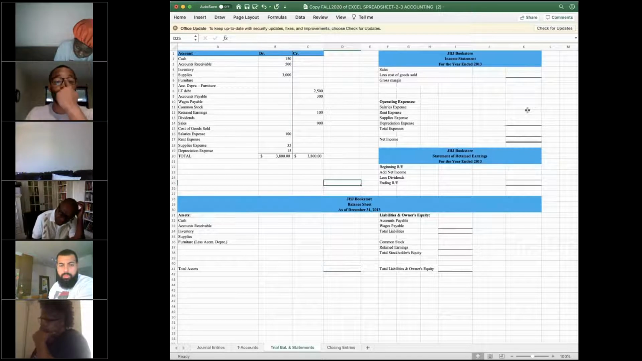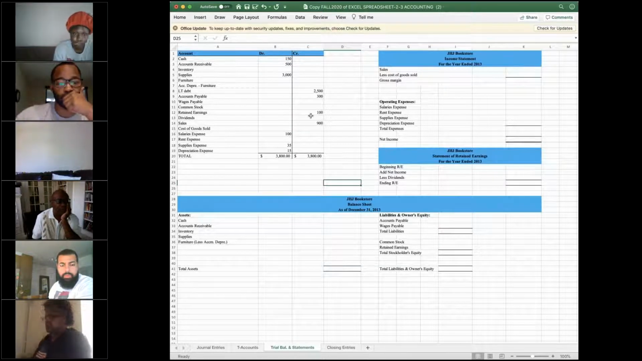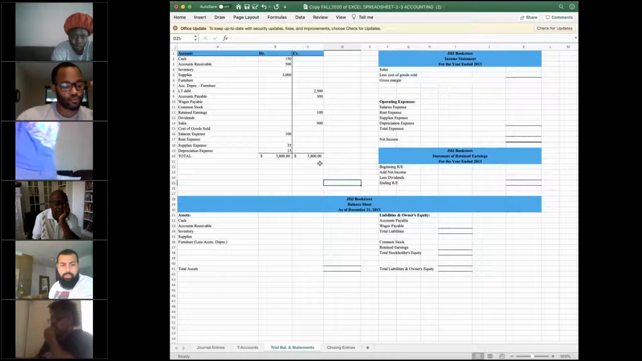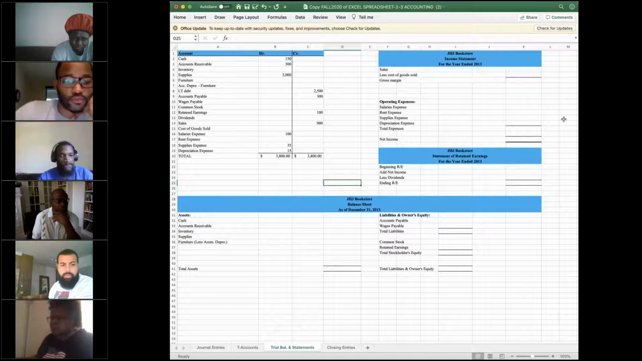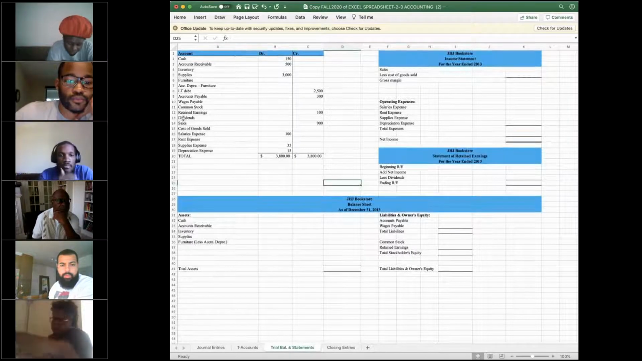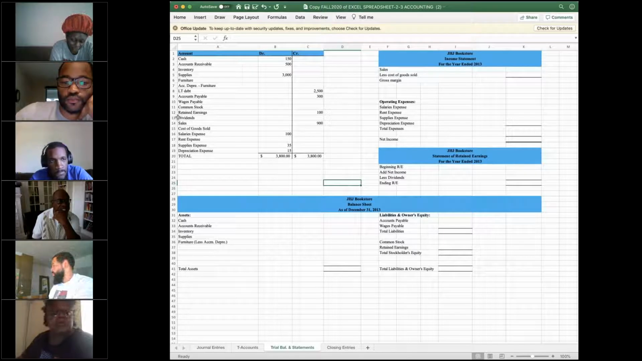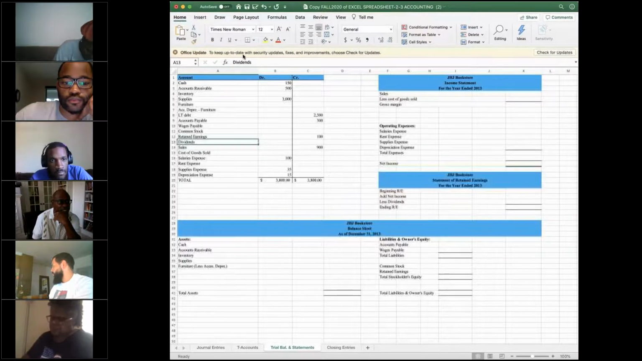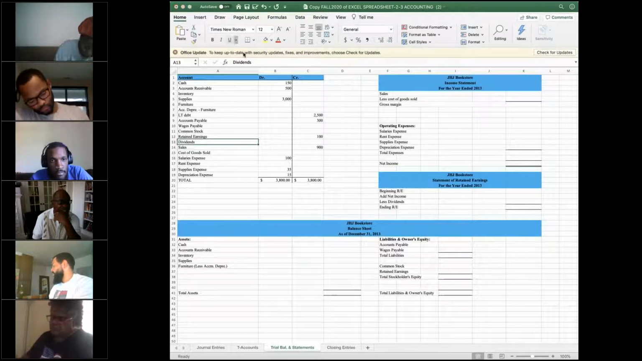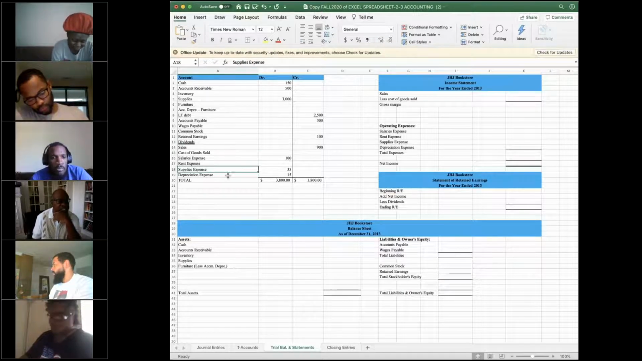Okay, so let's look at this spreadsheet here. I just put the trial balance here. If we want to do an income statement, what would we do? We draw a line under retained earnings, because that's the only thing we're going to be working with. Everything below the dividends goes on the income statement.